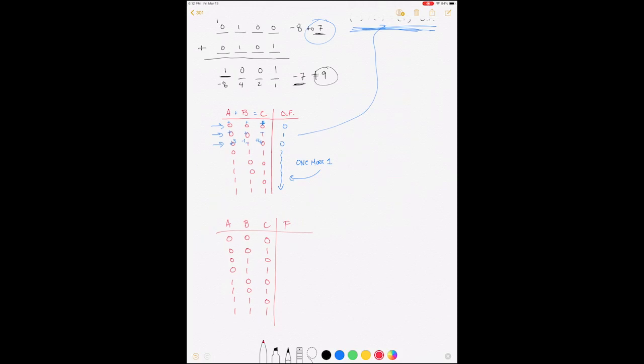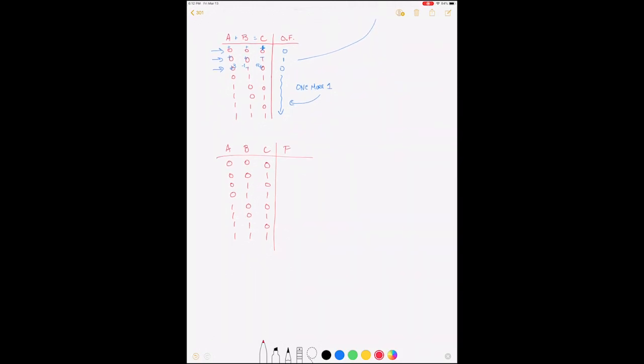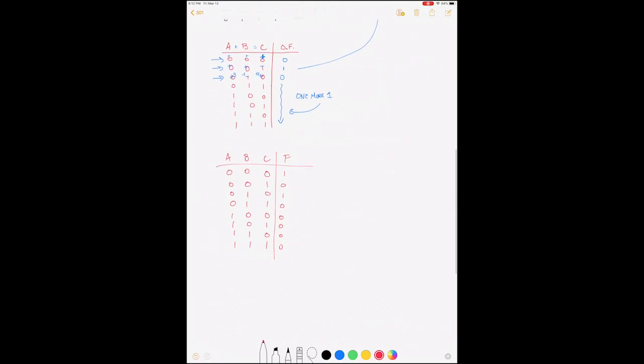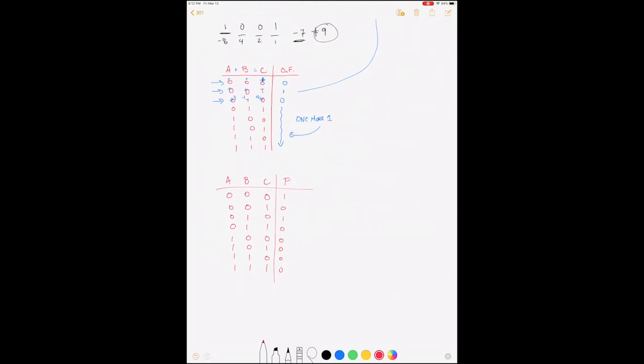So here I'm just going to pick some random outputs. Let's say we have a 1 here, here, and the rest are zeros. That sounds good. I'm going to only choose 2 rows because yours will only have 2 rows as well.